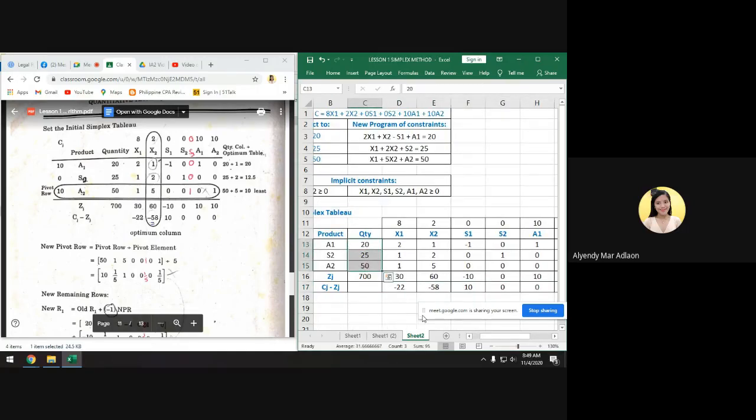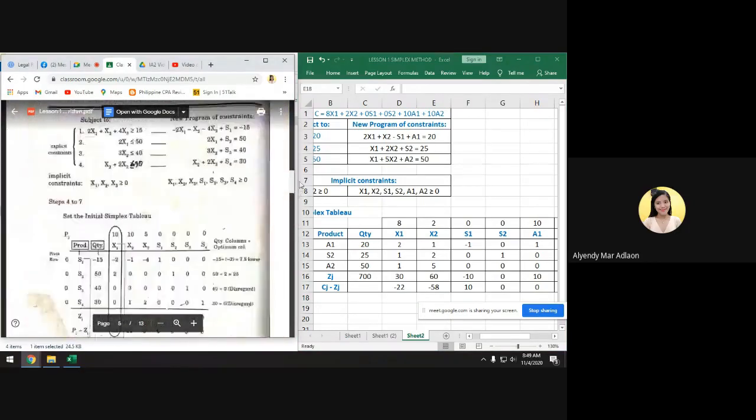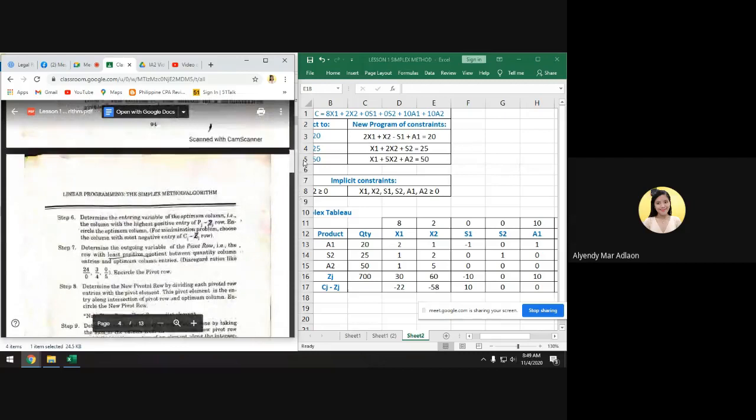But unlike diri sa minimization, pabaliktad ang ato ang buhaton. If in the profit maximization, ato ang gipangita is the highest positive, diri ang ato ang pangitaon is the least one. Unsa ang pinaka gamay. Okay? So ato ang lantawon diri sa rule ha para maklaro.